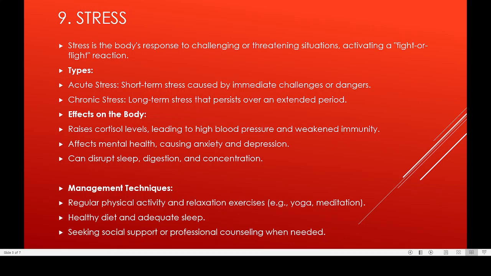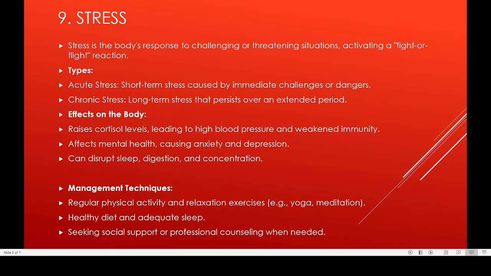So the types of stress: one is acute stress, then there is chronic stress. Acute stress means short-term stress caused by immediate challenges like an accident. That will immediately put you in acute stress, or a danger. An approaching danger can give you very high intensity stress, that is known as acute stress. Some people may not have the capacity to manage such acute stress. Then chronic stress. Chronic stress means long-term stress that persists over an extended period.